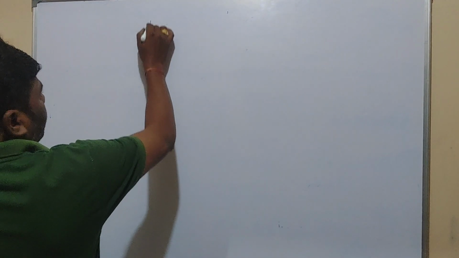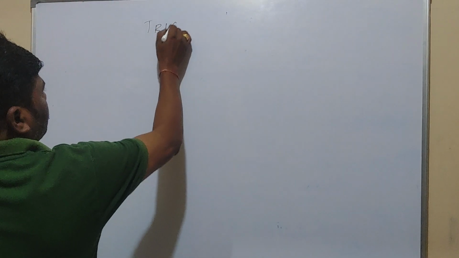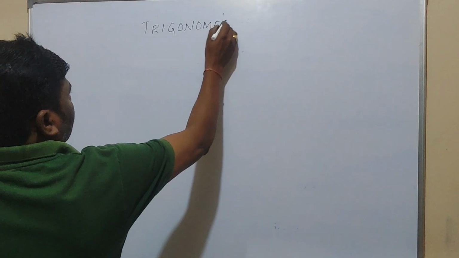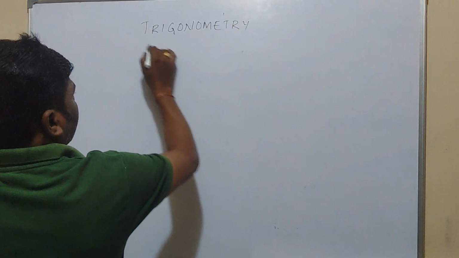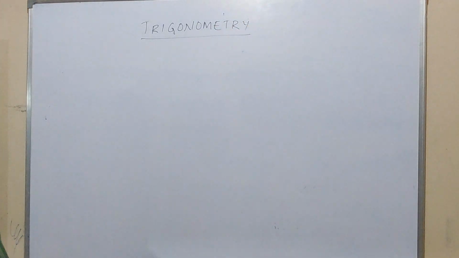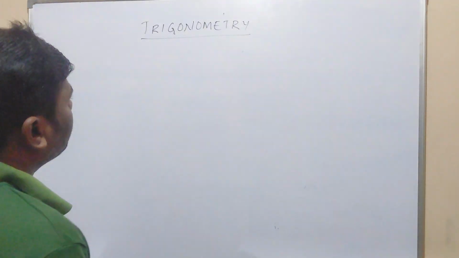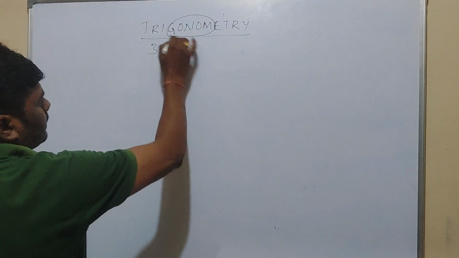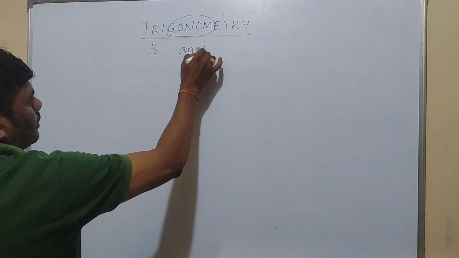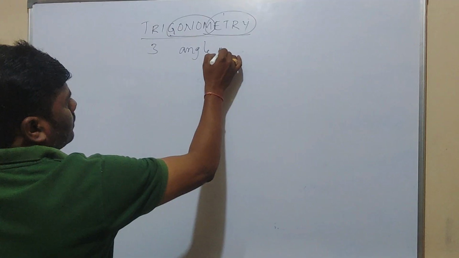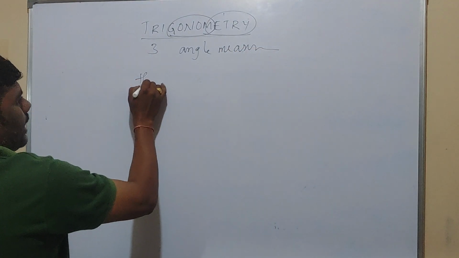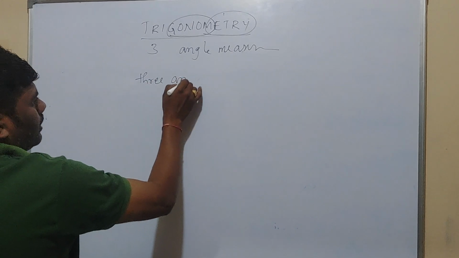Topic: trigonometry. Trigonometry means: tri means 3 and gonia means angle, metron means measurements. So trigonometry means measurements of 3 angles.